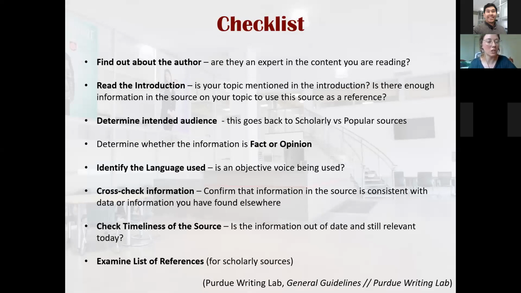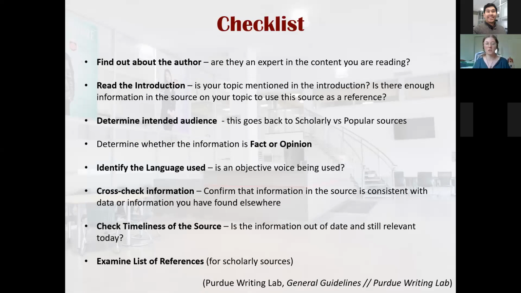And then also cross-check your information. If you are looking at multiple sources and you're finding different information across these sources that don't match up, you might want to find different sources. So you want to find sources where the information matches up, unless you're comparing two different views. Then obviously the information would be different. So you want to cross-check and make sure that you have consistent information and consistent data that you found elsewhere.